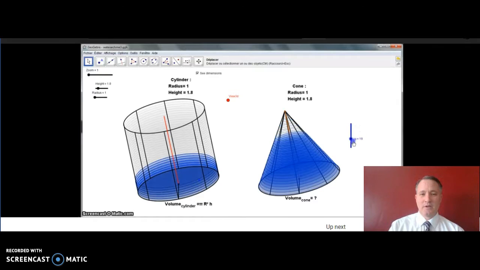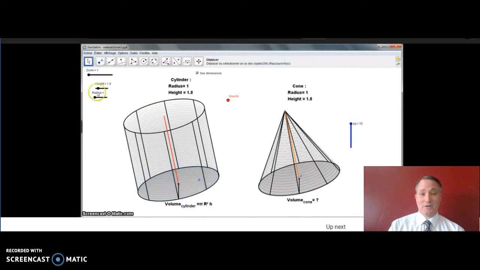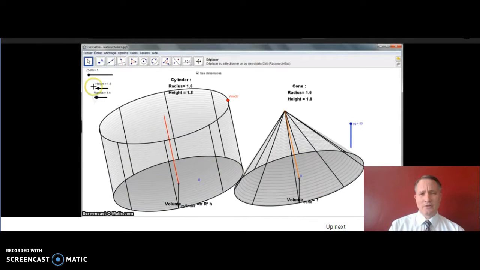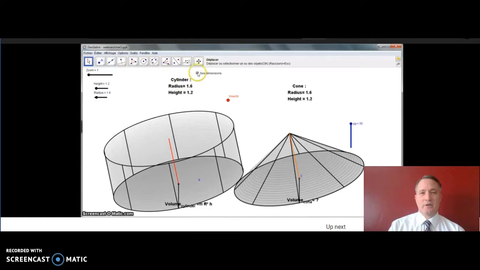We start emptying those contents, and you'll notice that filled the cylinder about a third of the way. So it looks like it's going to take 3 cones to fill that cylinder. That's an interesting concept. That'll help us understand its formula a little bit. And as I change the dimensions of the cylinder and the cone, it's not going to change that idea whatsoever.